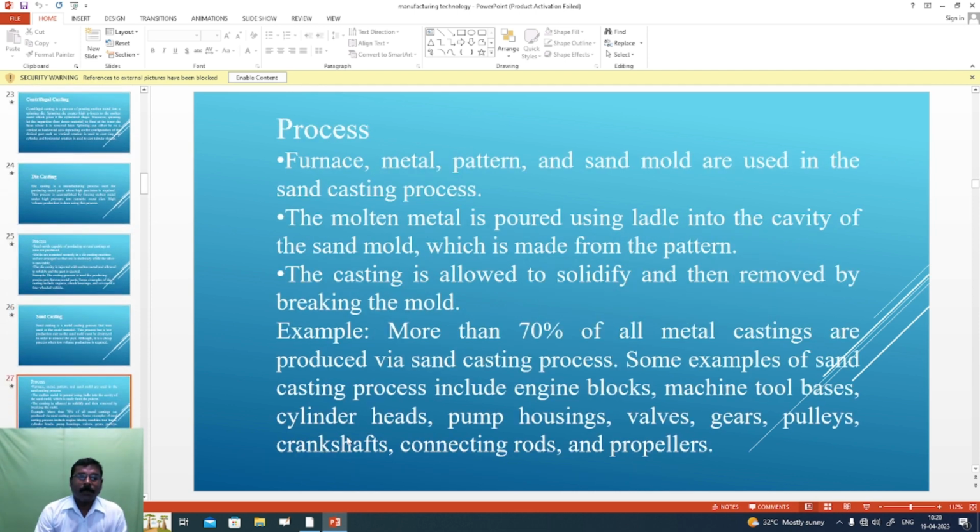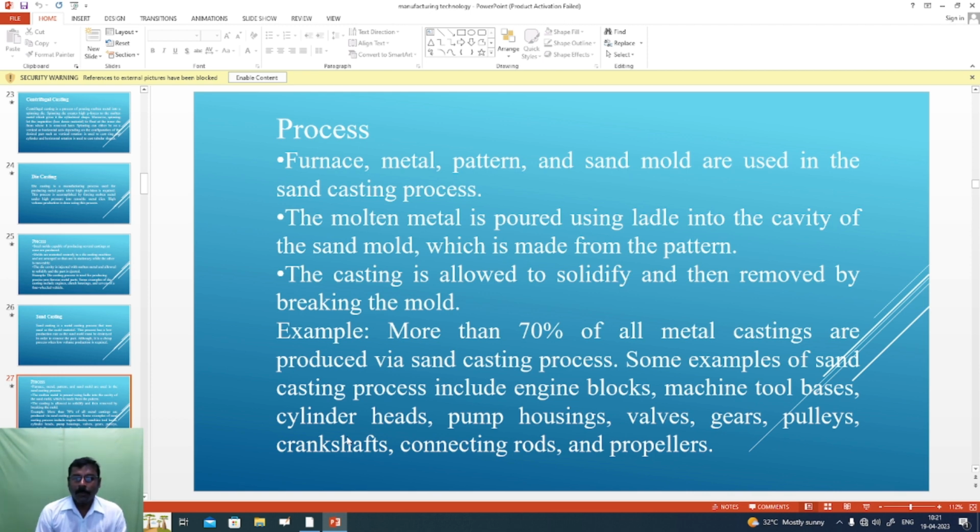The furnace, metal, pattern, and sand mold are used in the sand casting process. The molten metal is poured using a ladle into the cavity of the sand mold, which is made from the pattern. The casting is allowed to solidify and then removed by breaking the mold.